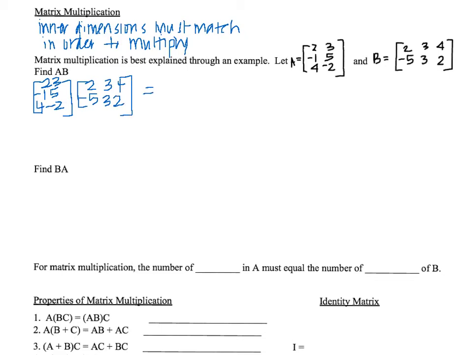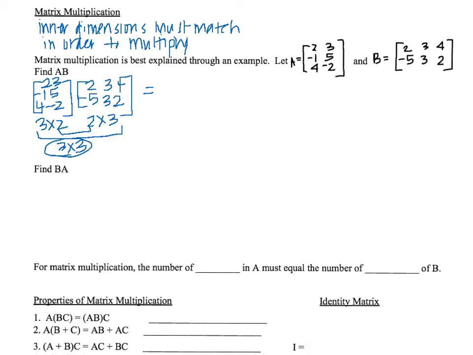Okay, now let's look at dimensions a second. This is a 3-row by 2 column. This is a 2-row by 3 column. You'll notice the inner dimensions match, which is a good thing. That means the outer dimensions tell us what we're going to end with. So we need to end with a 3 by 3.